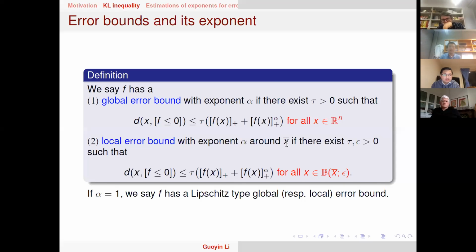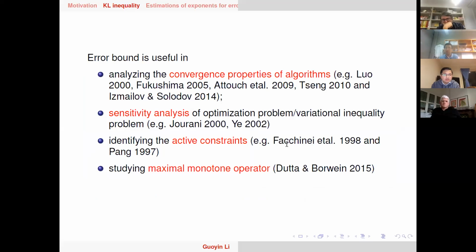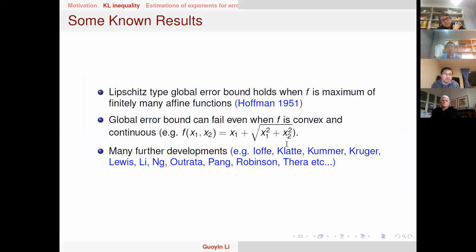So they have been useful in a lot of cases. First of all, useful in finding convergence properties, sensitivity analysis, and also identifying active constraints. They can also be useful in finding zeros of maximal monotone operators as well. Because the idea of quantifying something which is hard to measure by using a computable residual function is a very nice approach. So there are some typical known results.